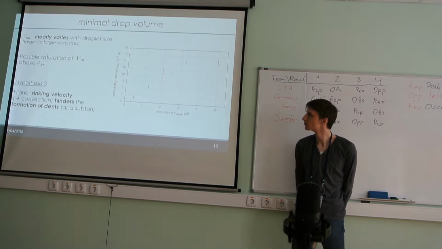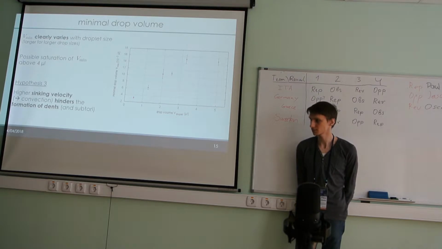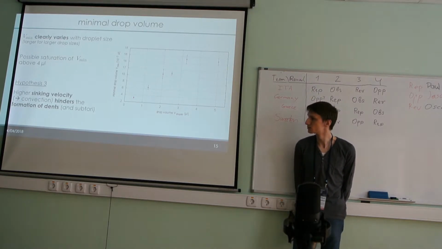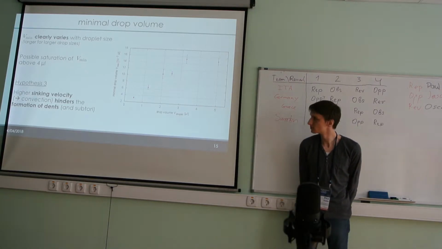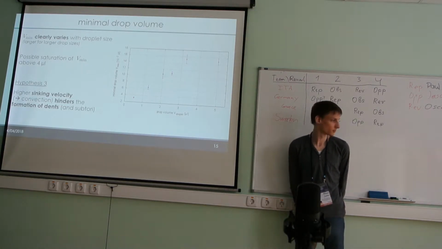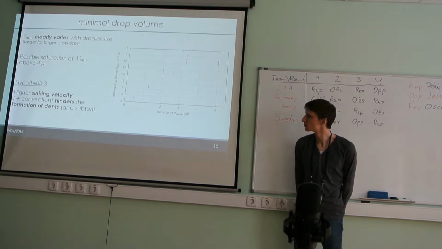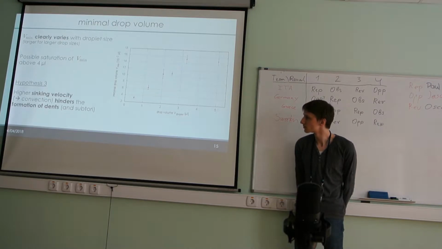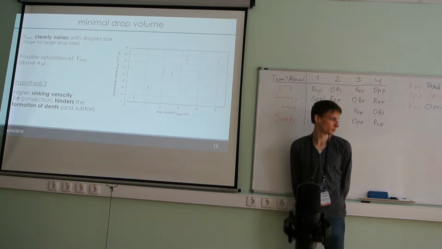So let's come to the minimal droplet volume. I described before our method, how we estimated the minimal droplet volume, and here you can see our results. You can see that the minimal droplet volume is not constant, but decreases clearly with the size of the initial droplet. And our main hypothesis is that this is due to the higher sinking velocity of the initial droplet.